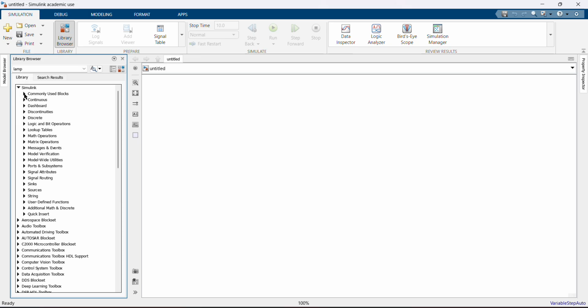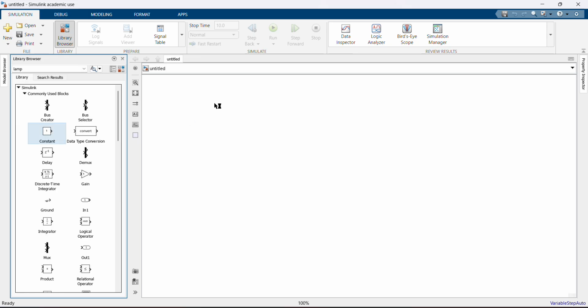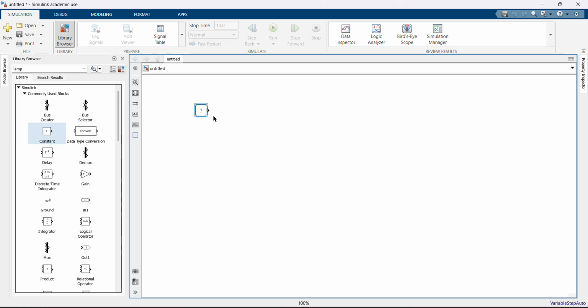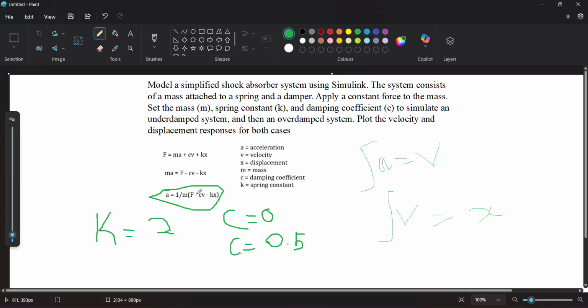So go to the commonly used blocks and drag a constant block inside. I'm going to rename this constant block as force. So wait for it to appear, and now click on the constant block and rename it as force. Now we have two more variables on the right hand side, which are cv and kx inside the bracket. Now v is velocity, which we don't have yet, and x is displacement, which is also a variable we don't know yet. However, we have the values of c and k.